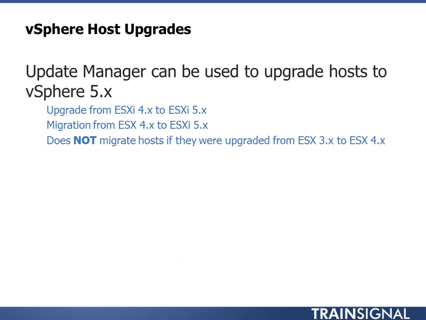You can also perform VMware host upgrades using Update Manager. A couple of caveats. You can upgrade from ESXi 4 to ESXi 5. You can do what we call a migration from ESX 4, remember that's the old fat install of ESX, to ESXi 5, but it does not migrate hosts if you upgraded them from fat ESX 3 to fat ESX 4, due to some partition layout differences. So if you upgraded from ESX 3 to ESX 4, the partition layout was a little different than just a new install of ESX 4.